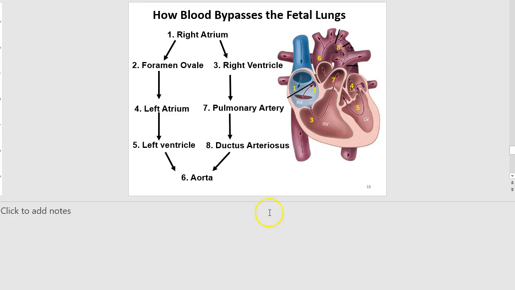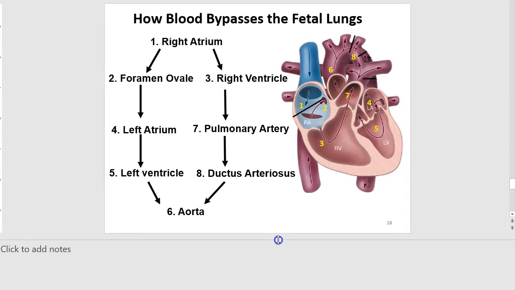So this is just a bit of nomenclature, or a numerical way to look at how blood bypasses the fetal lungs. You start in number 1, the right atrium. The right atrium contracts, so does the left atrium at the same time, of course. But blood in the right atrium is going to go one of 2 ways, either through the foramen ovale or into the right ventricle. Most of it goes through the foramen ovale and therefore enters the left atrium.